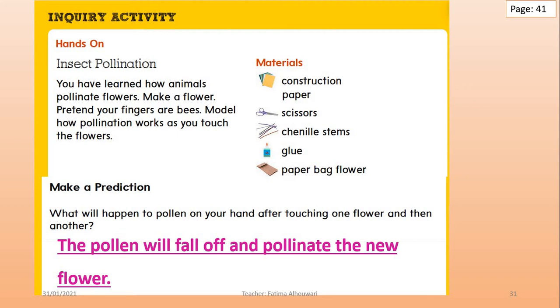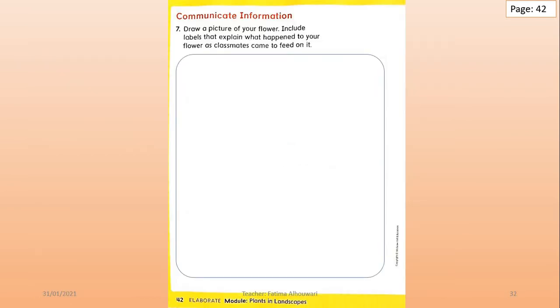To apply this activity, build a model of a colorful flower. Pretend your fingers are bees. Reach into the paper bag flower. Feed on the flower as a bee would. When you have finished feeding, move to a classmate's flower. Feed on as many classmates' flowers as time will allow. Wash your hands when you are finished. And then record your data.